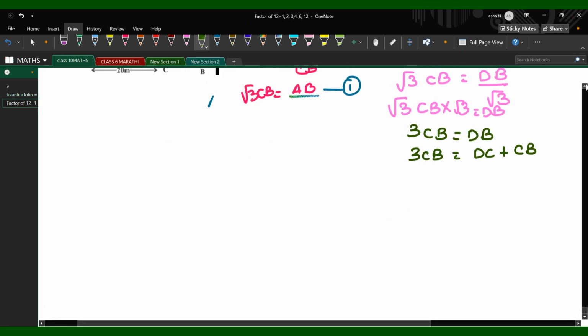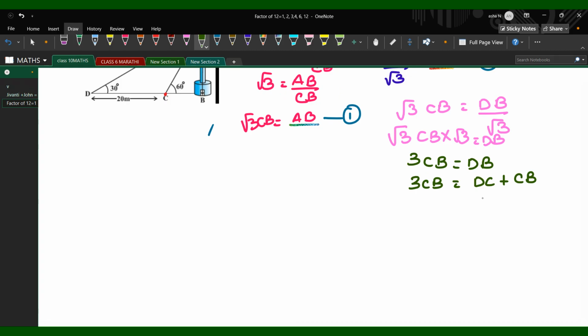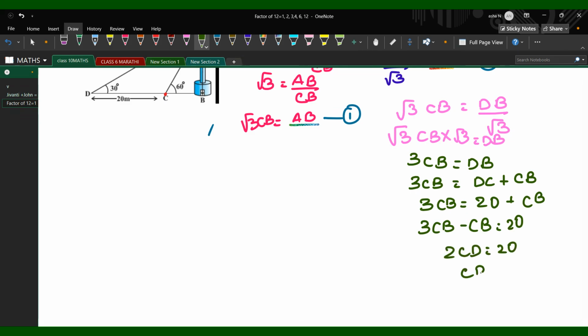Which is how much? DC is 20 plus CB, which is equal to 3 CB. So 3 CB minus CB is equal to 20. So 2 CB is equal to 20. So CB is 20 divided by 2. So we got CB, which is 10.